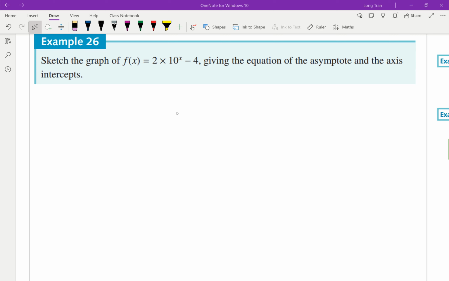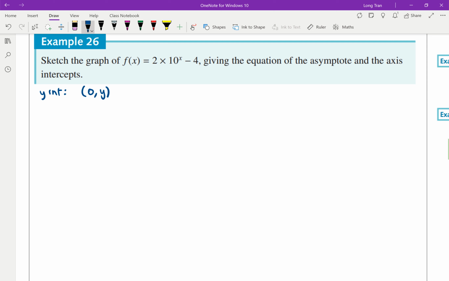Hi there, year 11s. We're now going to do example 26 where we're going to sketch the graph of f of x = 2 times 10 to the power of x minus 4, given the equation of the asymptote and the axis intercepts. All right. So to do this problem, let's try to find our y-intercept first because that's usually the easiest to do. So we're going to let x equal to 0 and we're going to solve for y.